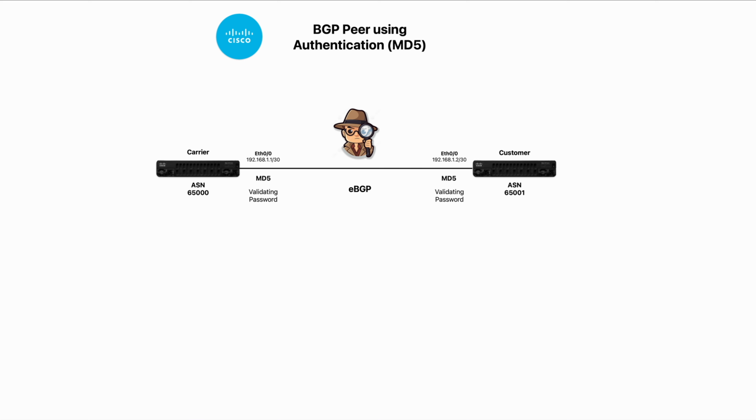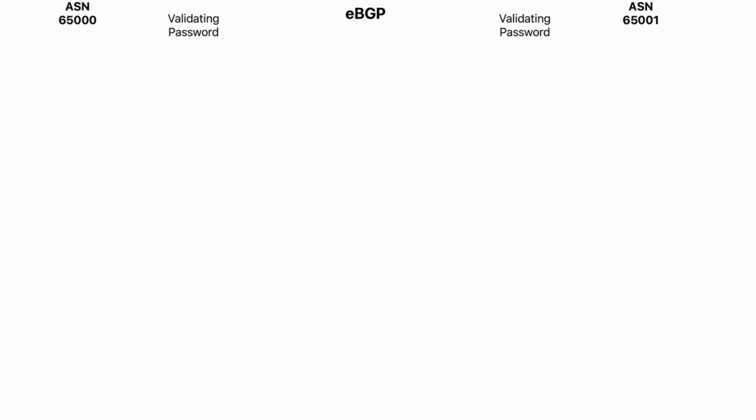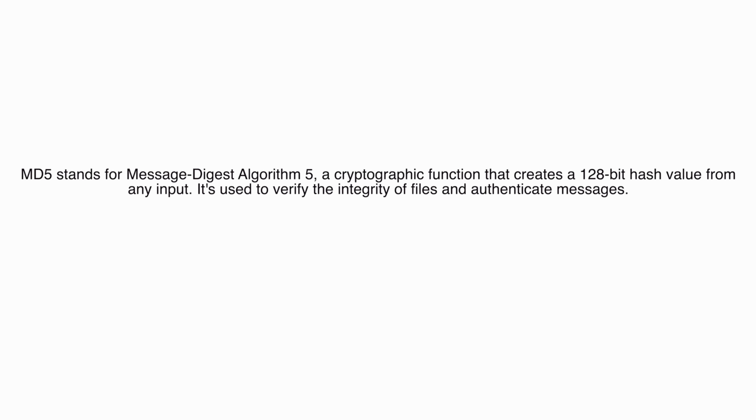So today we're going to be talking about BGP peering using MD5 authentication. Before we get into the lab, let's get into the details. MD5 stands for Message Digest Algorithm 5, a cryptographic function that creates a 128-bit hash value from any input. It's used to verify the integrity of files and authentication messages.